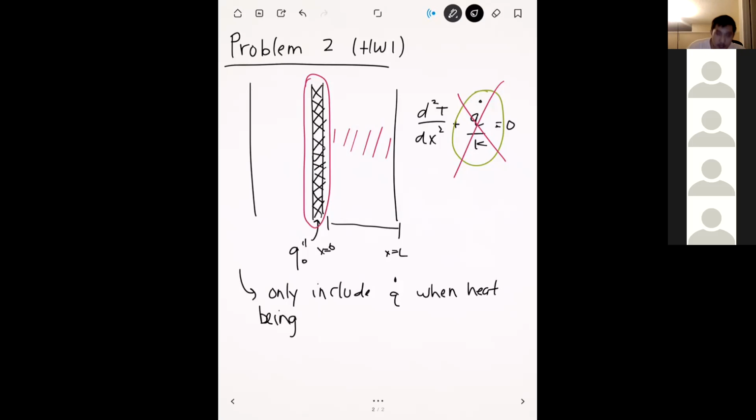Or I should say, the heat is being generated throughout the entire solid. In this case, because the heat was only being generated at the very small heater, the way you actually accounted for this in your solution is to use a heat flux boundary condition.